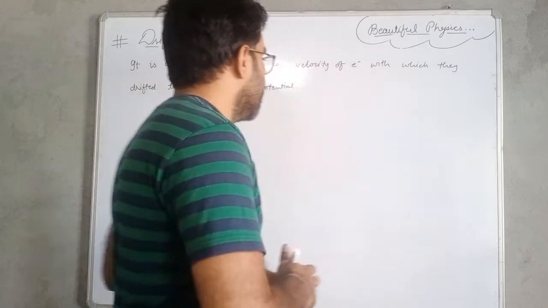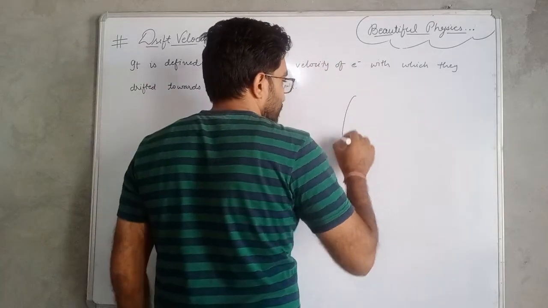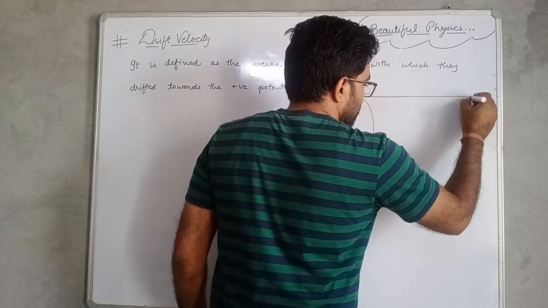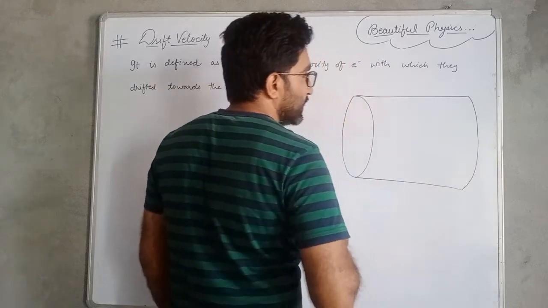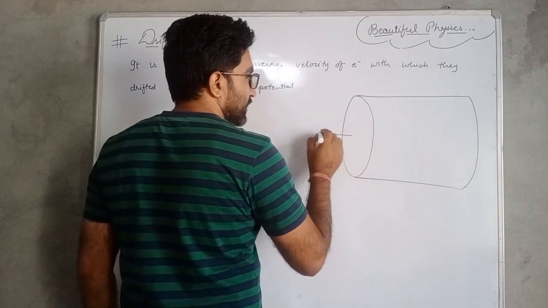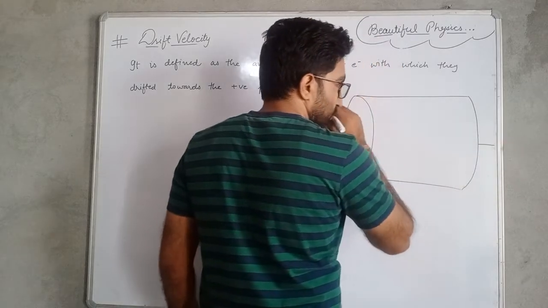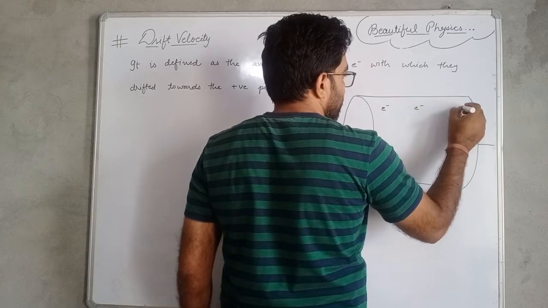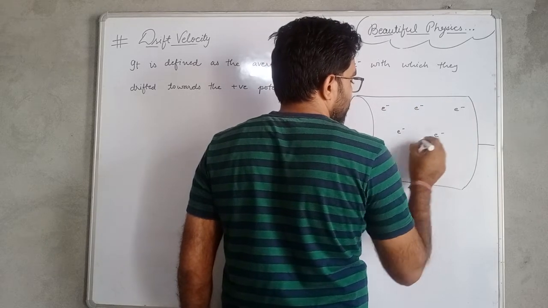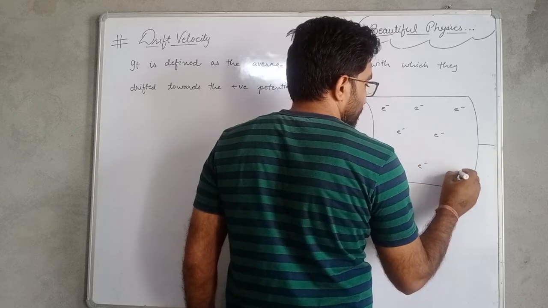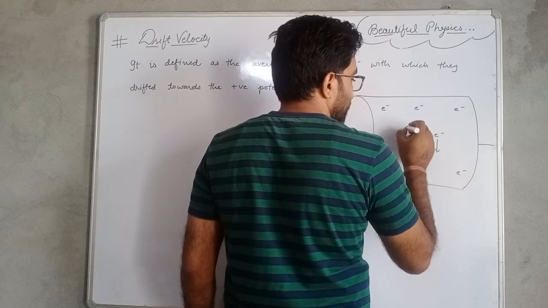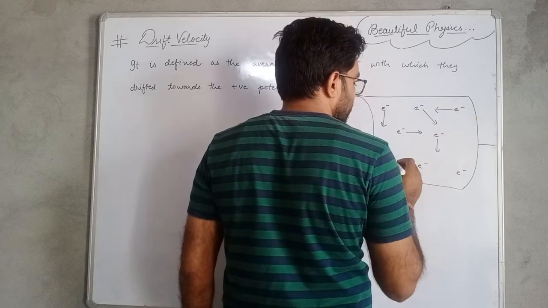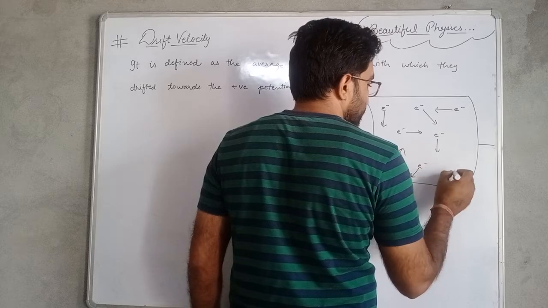Okay, let's suppose that we have a conductor. Initially, no electric field is applied on this conductor. So the electrons which are present in the conductor have random motion due to thermal energy. All the electrons are going in random directions. They have no particular direction.